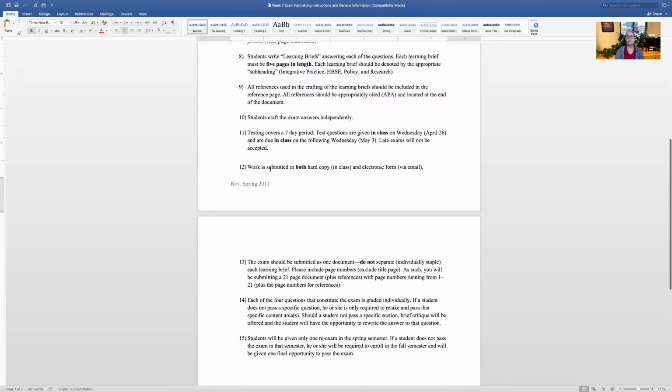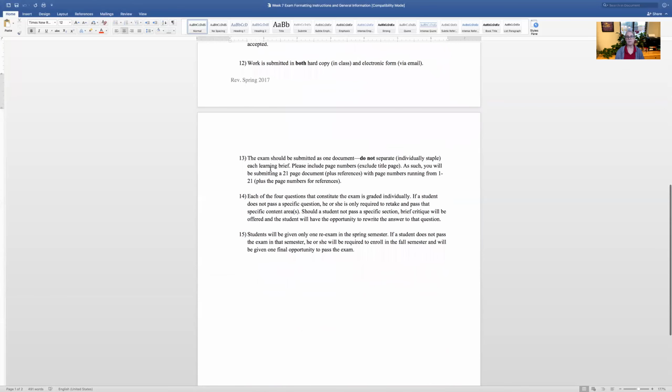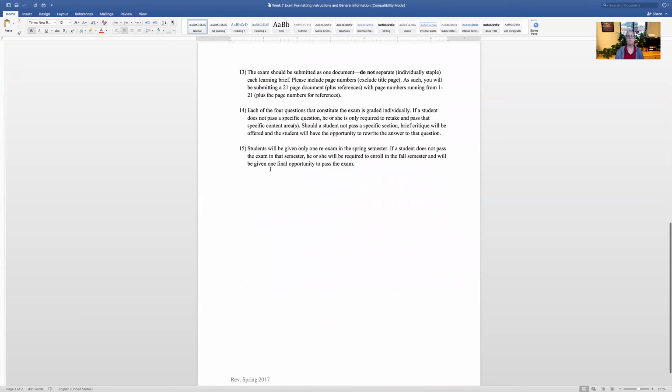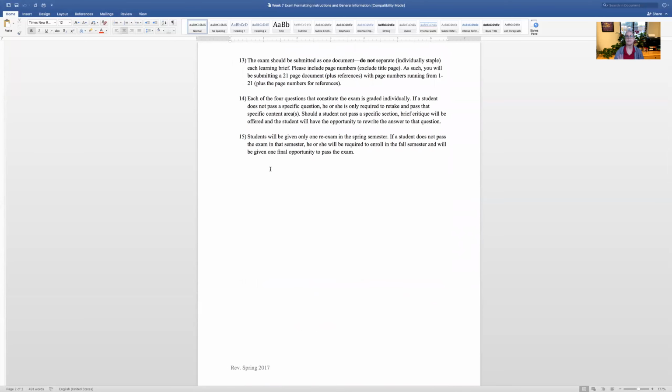Work is only submitted in either hard copy or electronic format. One document only, please. You need to have a 21-page document plus your references, and that's it. Each of the 4 questions is graded individually.